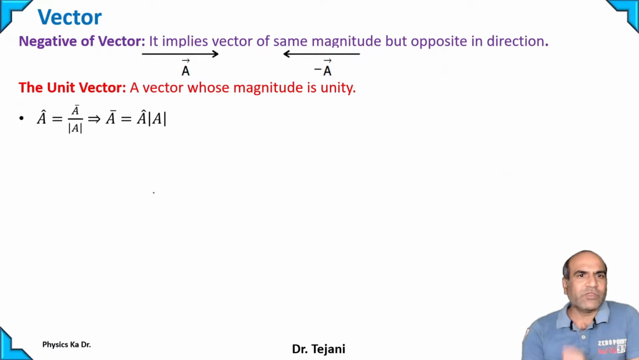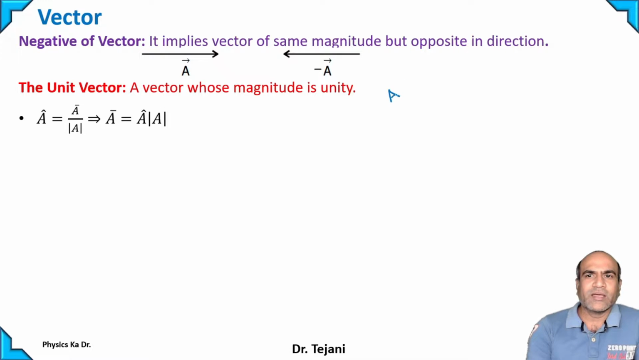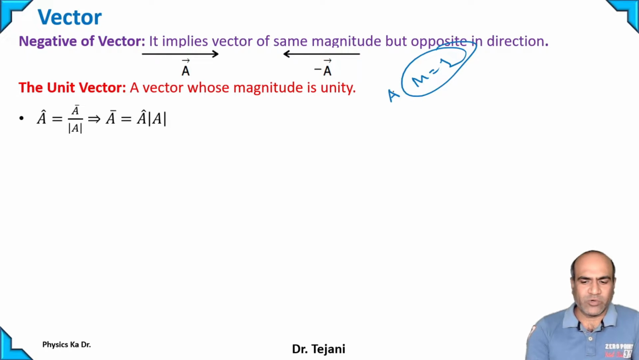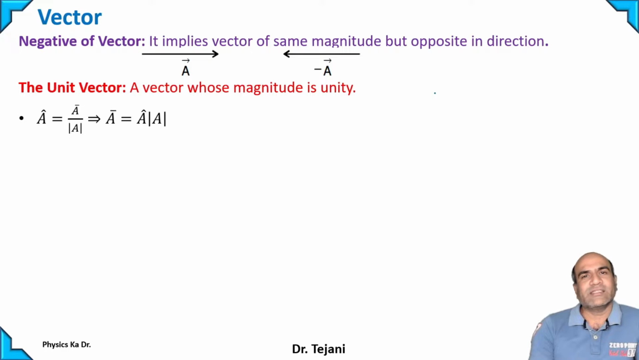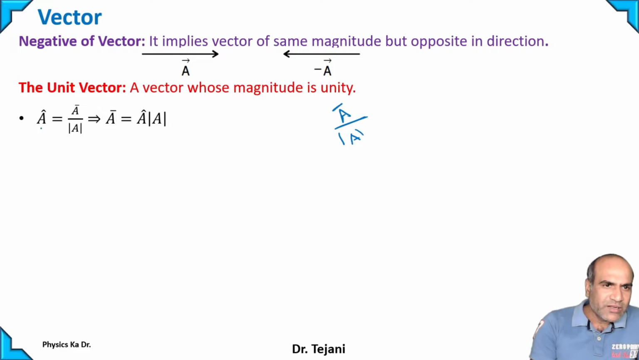In the case of a unit vector, the vector has magnitude equal to 1, or simply we can say no magnitude. That means it's a vector that should be divided by its magnitude, that means mode of a. So here a cap is used to represent a unit vector.